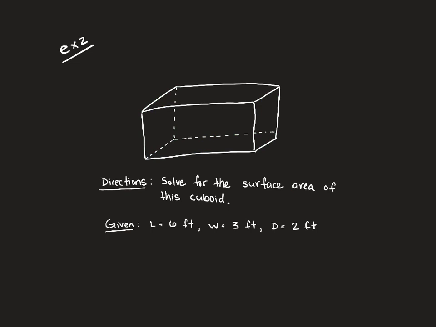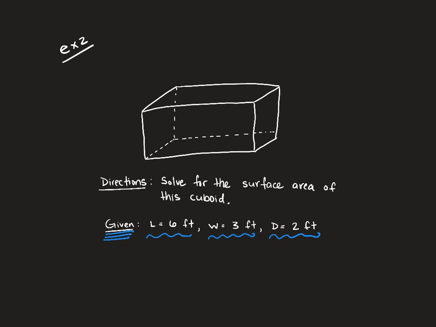Okay, let's try this one. This is a rectangular prism, also a cuboid. As we know, the cuboid is the umbrella term. Solve for the surface area of this cuboid if given, and given is like a big term in geometry, length is equal to 6 feet, width is equal to 3 feet, and depth is equal to 2 feet. Right? So that being the case, can you solve for the surface area?